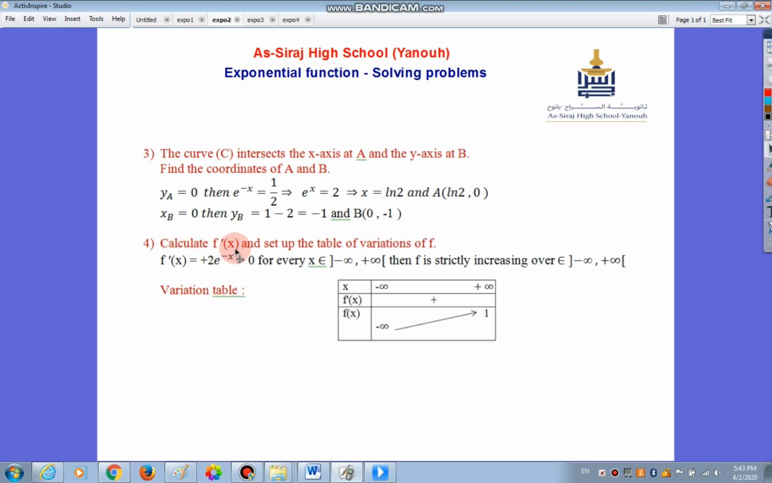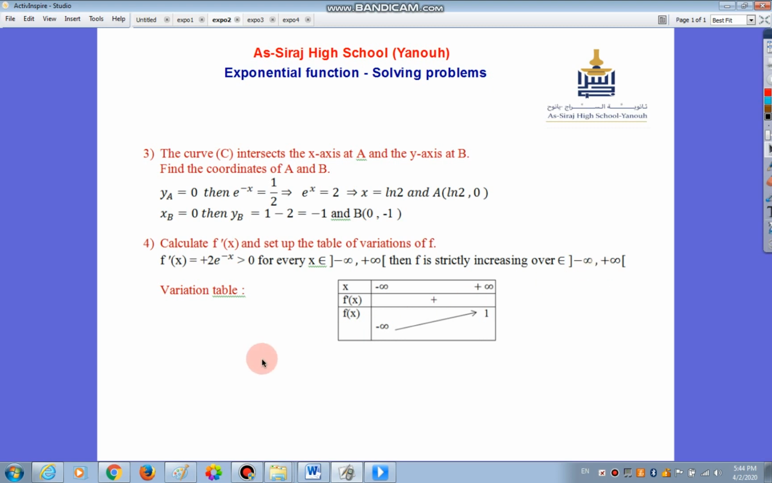Part 4: calculate the derivative of f(x) and set up the variation table of f. The derivative of f, f(x) is equal to 1 minus 2e power minus x. The derivative of 1 is 0. The derivative of e power minus x is minus 1 times e power minus x according to the rules of the derivative. So the derivative of f is plus 2 times e power minus x. E power minus x is always positive, multiplied by plus 2, so it's positive for every x belonging to minus infinity to plus infinity. Now, if the derivative is always positive, this means that the function is strictly increasing over its domain minus infinity to plus infinity.